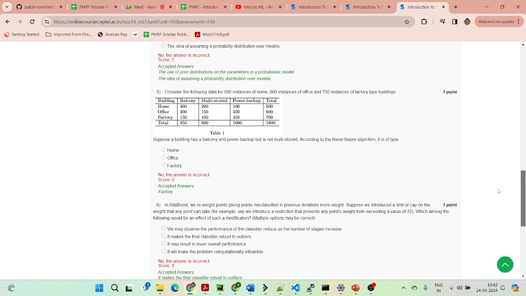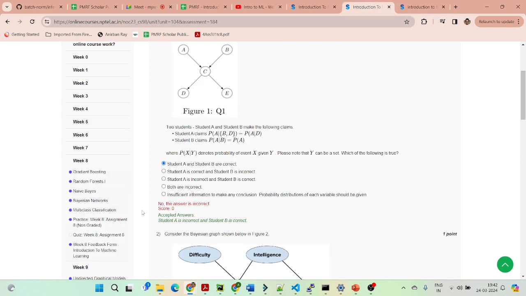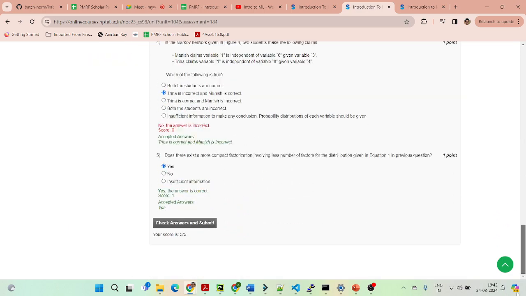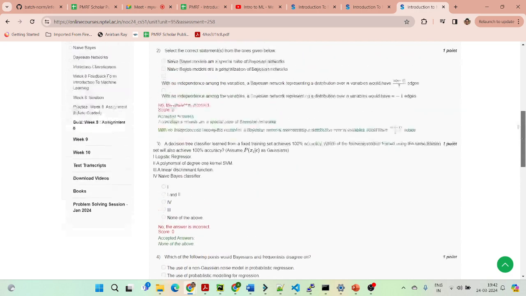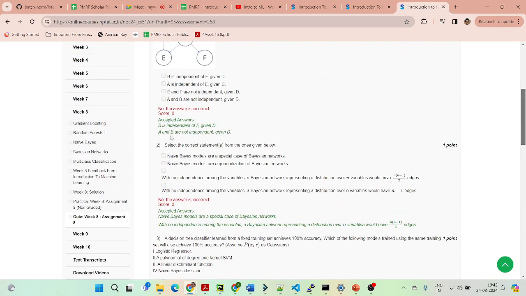In the assignment 8 slide, the solution is given. Just show the solution. This is not it. This is the announcement. It is given in the announcement, you can see the solution for this one, assignment 8.